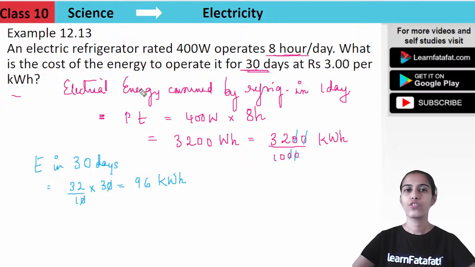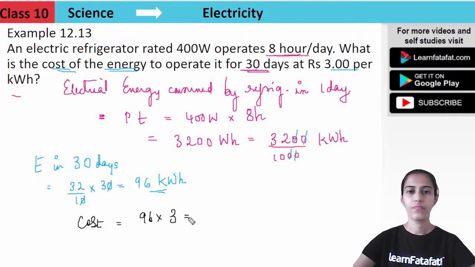So for this energy consumption, what will be the cost which I have to pay? The cost is given as 3 rupees per kilowatt hour. So for 96 kilowatt hour, the energy cost will be 96 into 3, right? And always remember, before finding the cost, your energy should be in kilowatt hour. That's very, very important.